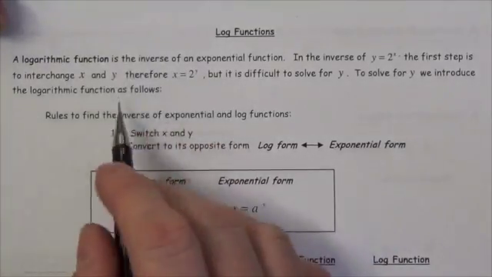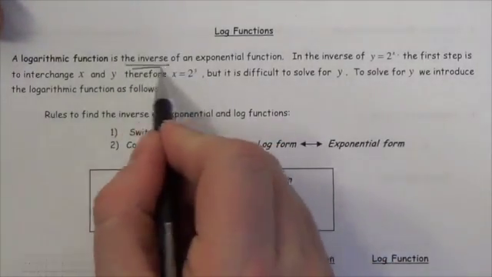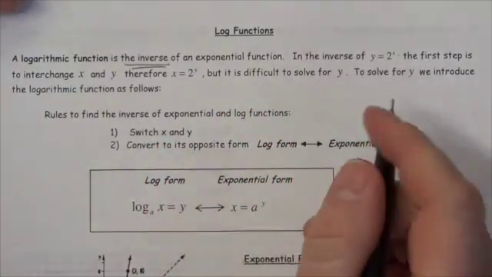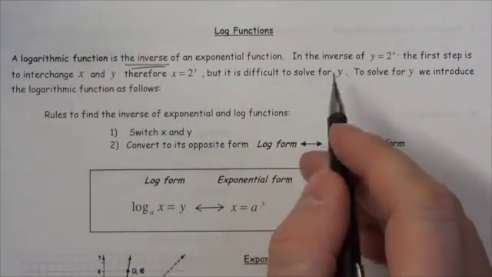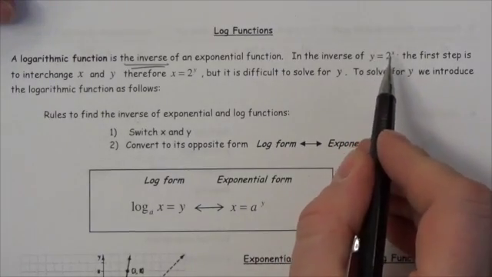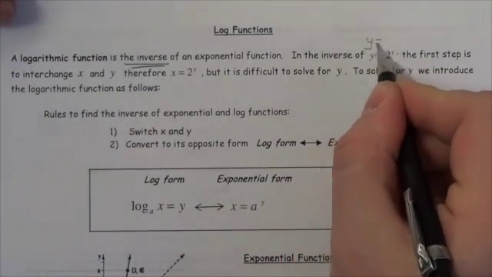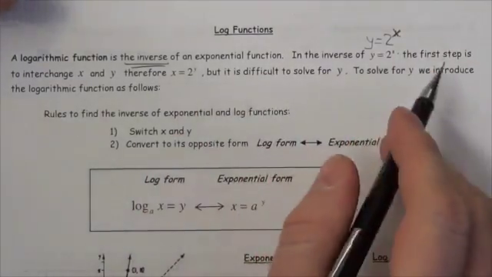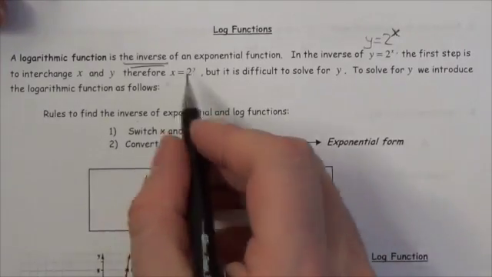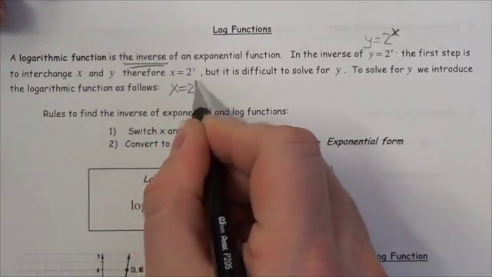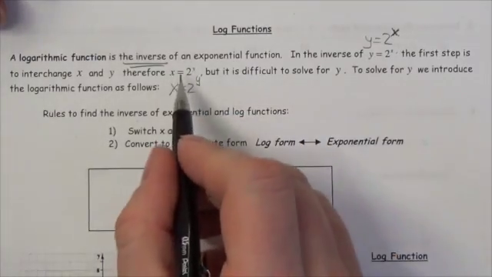So a logarithmic function is the inverse of the exponential function. That's the big idea. So we'll start off with, let's just take a quick look at y equals 2 to the x. The first step in coming up with the inverse is to interchange the x and the y. So again, what you're seeing here should be x equals 2 to the y when we interchange the x and the y.